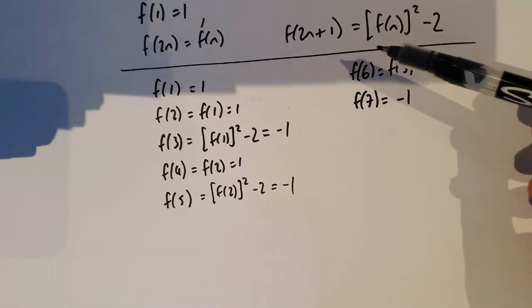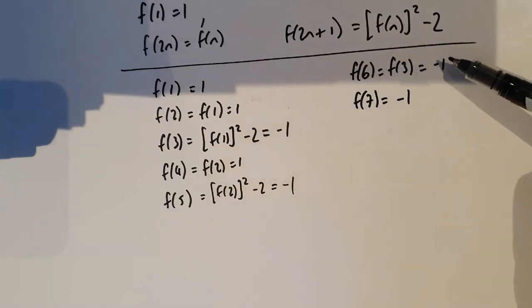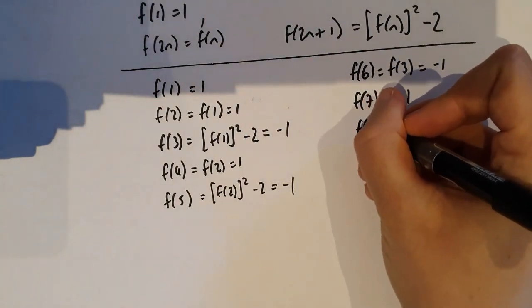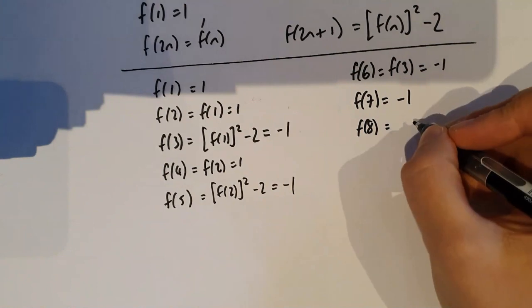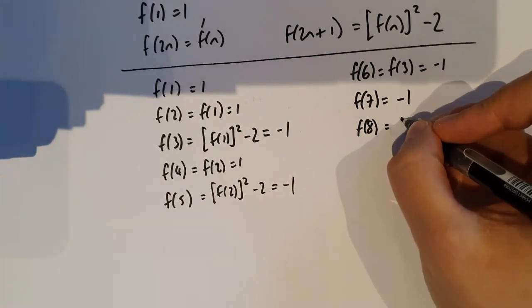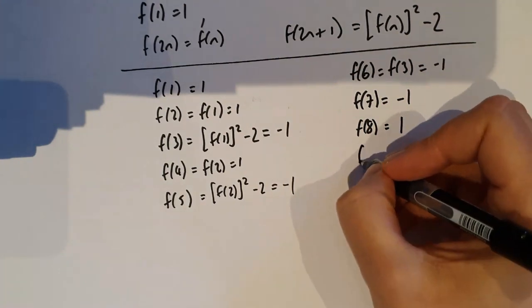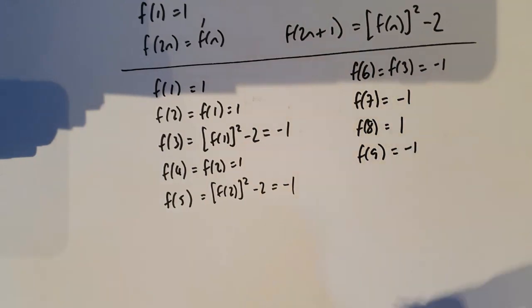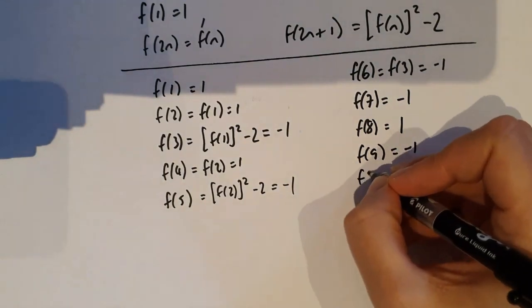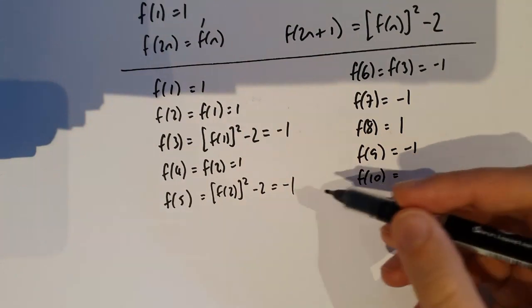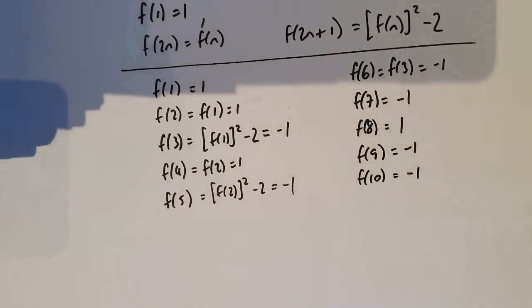But the even numbers, so far we've seen 1, but we've also seen minus 1. So there's going to be a little bit more to it. So maybe I'll just work out a few more values to get a feel for this. So f of 8 is the same as f of 4, which gives us 1. F of 9, we just said f of odd numbers gives us minus 1. F of 10, that's the same as f of 5, so that's minus 1.